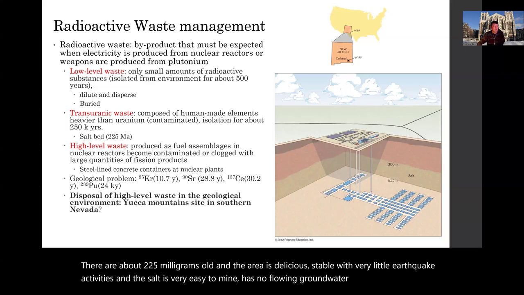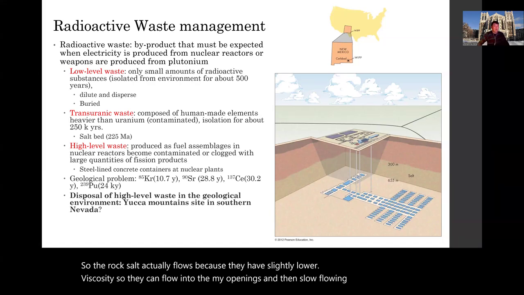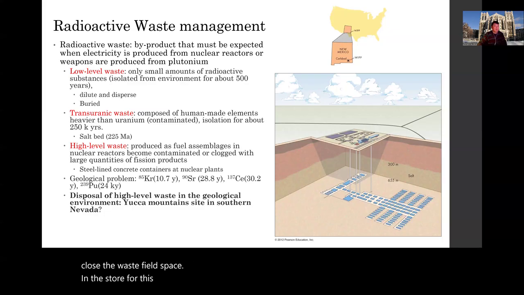And so the rock salt actually flows because it has slightly lower viscosity, so it can flow into the mine openings. And then slow-flowing salt will naturally close the waste-filled space and store for this facility in about 100 to 200 years. Then you can seal the waste.